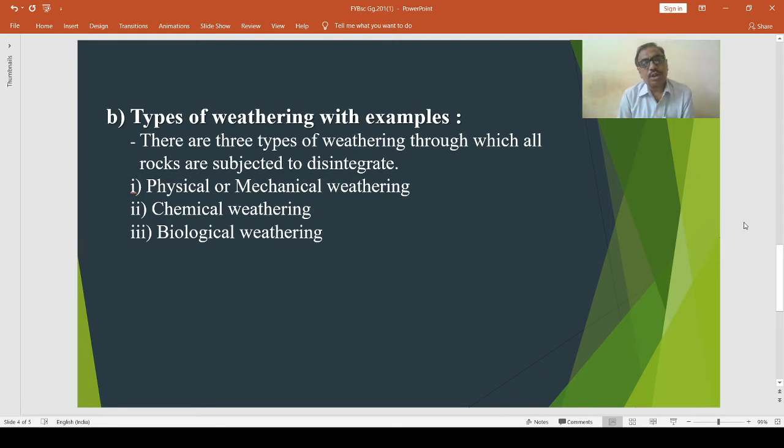Rocks are bad conductors of heat. Therefore, outer layers of rocks that are exposed to the sun expand more than lower layers. Due to alternate expansion and contraction, the outer layers become loose and peel off from the main mass of the rock in the form of thin concentric shells. This type of weathering is known as exfoliation, म्हणजेच अपपर्णन.